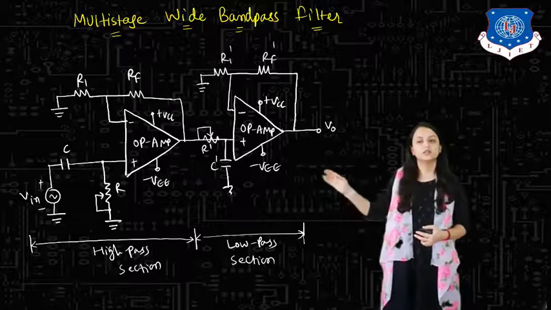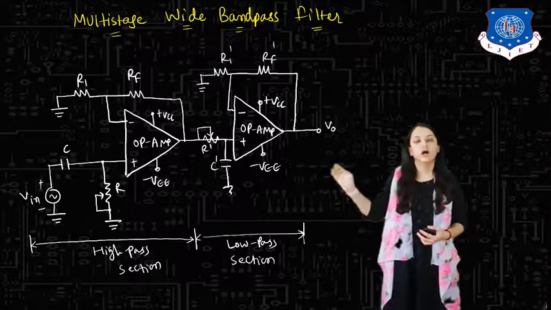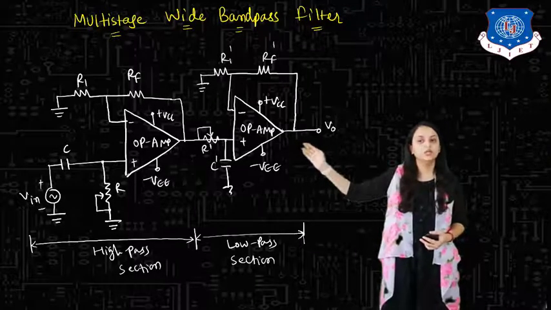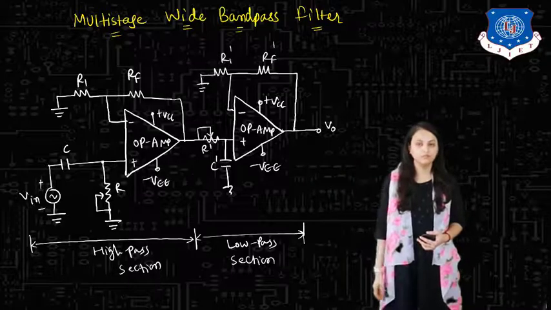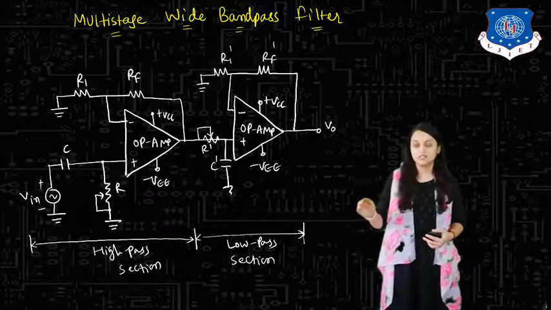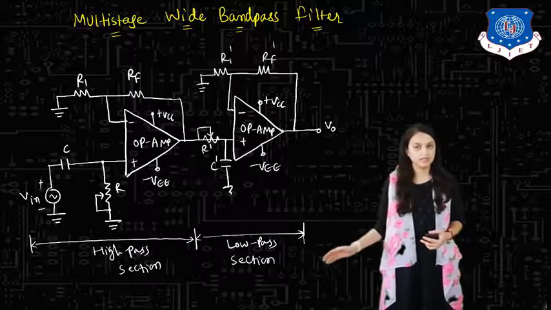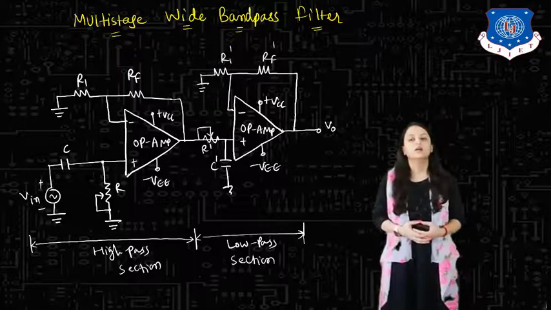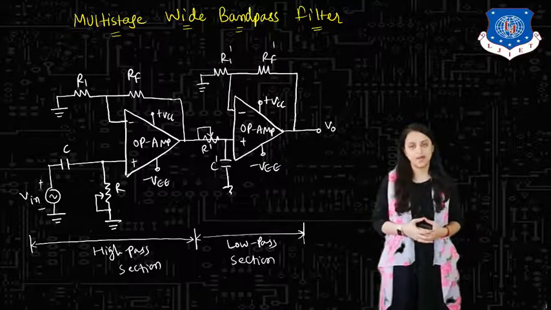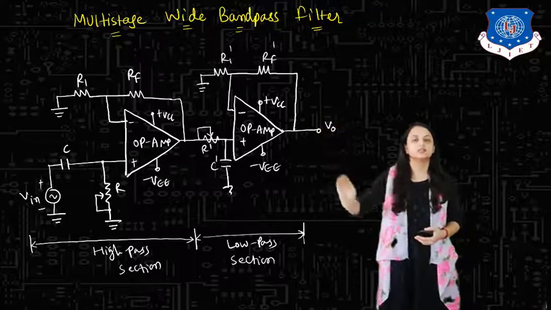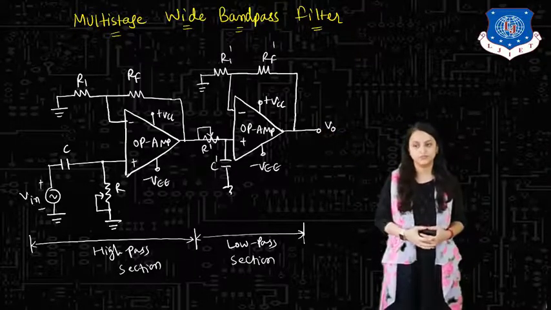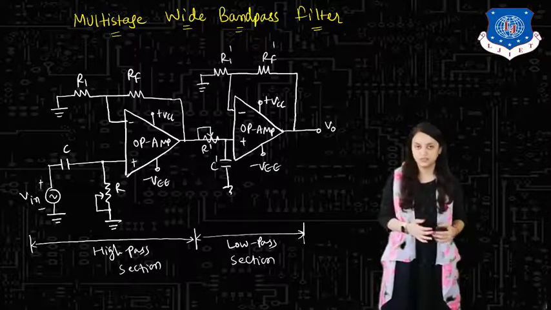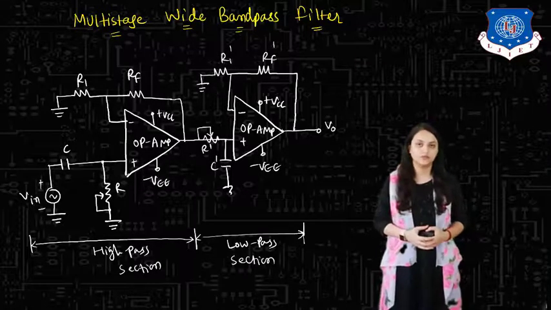The supply is given to the non-inverting terminal. The output of the first amplifier or first op-amp is given as the input to the non-inverting terminal of the second op-amp. Here, in between, the resistance is connected directly. That's why the second is low pass section. And another value of capacitance C dash is used. Here, for the first stage, feedback resistance is RF, and for the second stage, feedback resistance is RF dash. Okay. So this is the complete circuit diagram for designing a wide band pass filter, which is a multi-stage wide band pass filter.